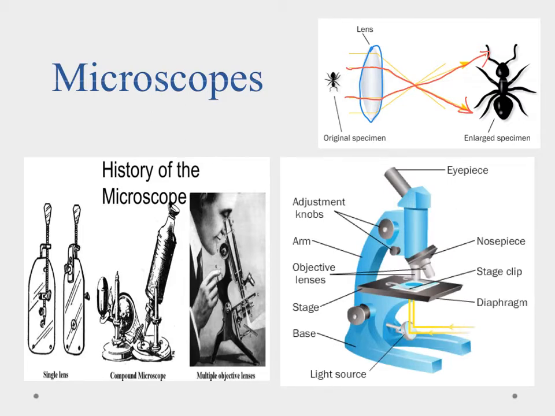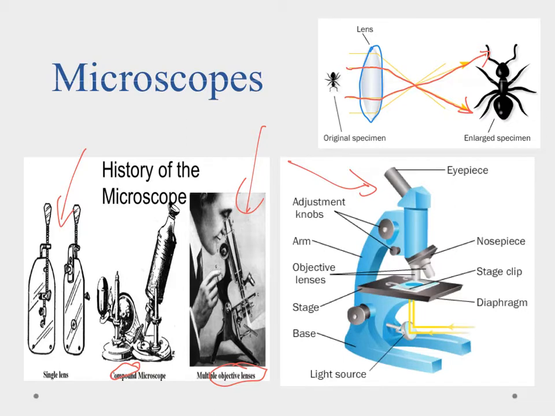Okay, the microscope started off with a single slide down here, just a magnifying glass per se, and then they started to put two of them together to get a compound microscope, and now we have ones that have multiple objective lenses, and these are kind of like the ones that you'll find in a classroom or the one we see right here in our picture.